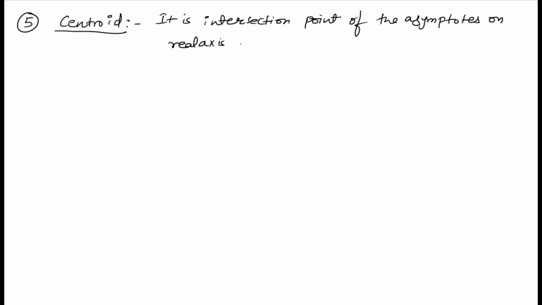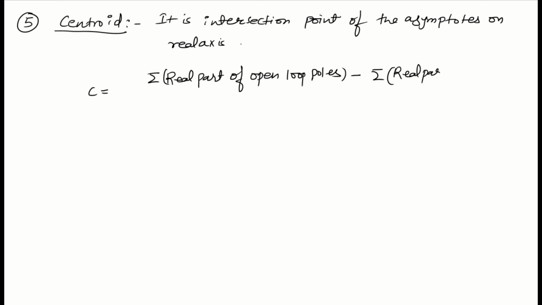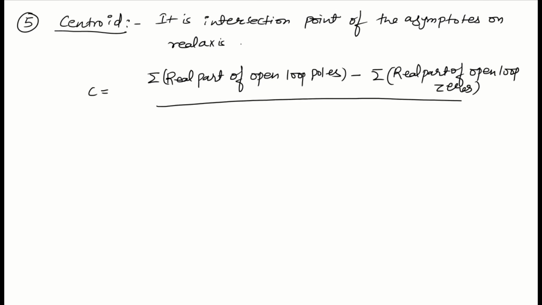So, to calculate the centroid, C is equal to the summation of the real parts of all the open loop poles, minus the summation of the real parts of the open loop zeros, divided by p minus z.